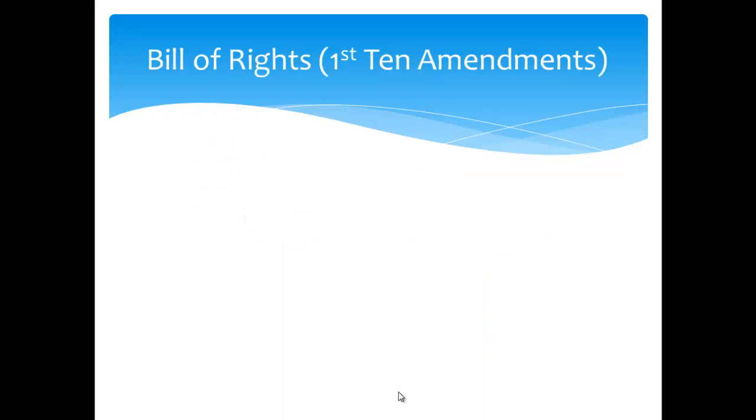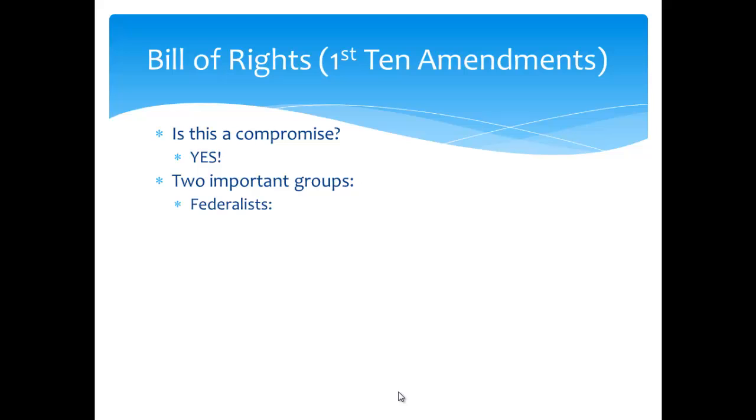Okay, let's talk about the Bill of Rights. And you may be asking yourself, the Bill of Rights, is this a compromise? And the answer is a resounding yes. And let's lay the framework here. We have two groups that are going to develop when we talk about the Constitution and whether or not it should be approved. The first group is Federalist. And if you look at the word Federalist, you will see the word federal in it. So think a federal government.